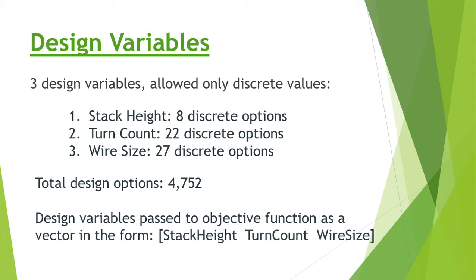All 3 of these design variables need to be kept to discrete values. For this algorithm, I've programmed 8 discrete options for stack height, 22 for turn count, and 27 for wire size. This corresponds to a total of 4,752 design options. These design variables are put into a vector and passed to the objective function in MATLAB.